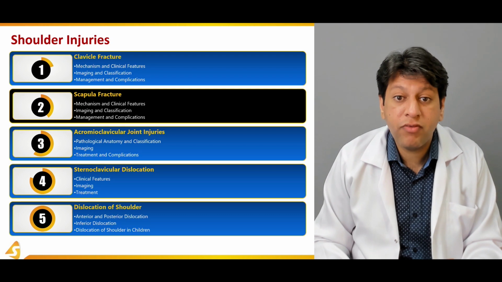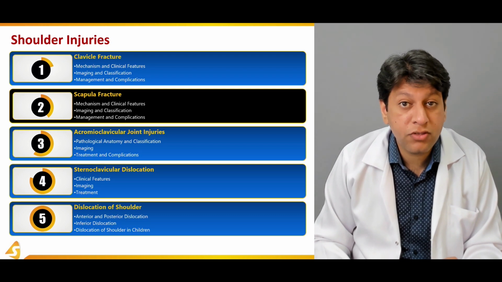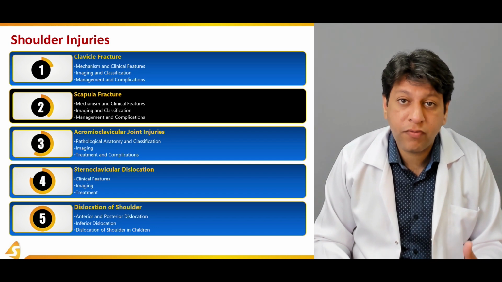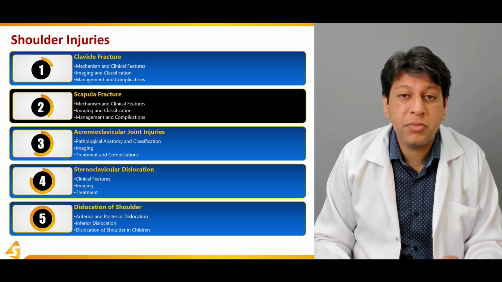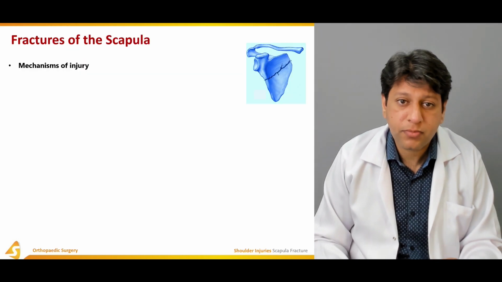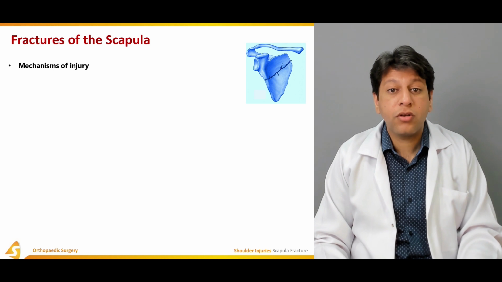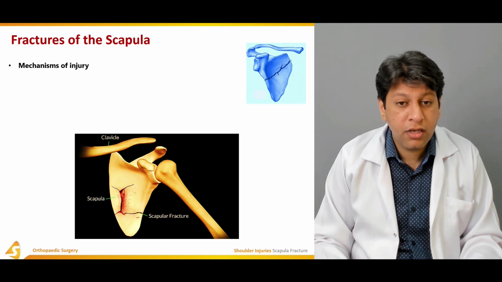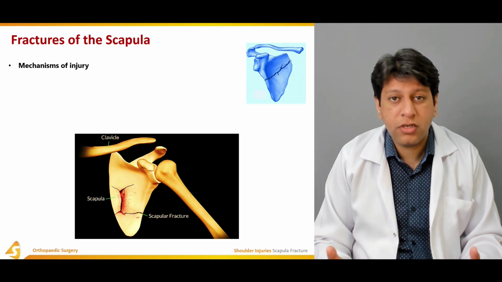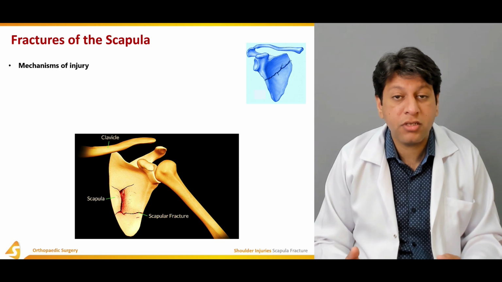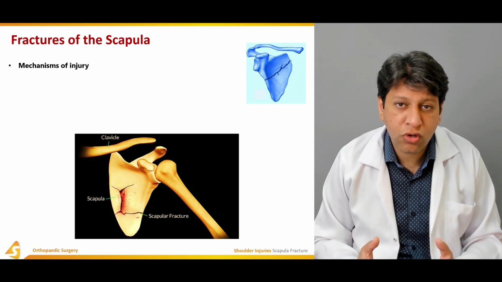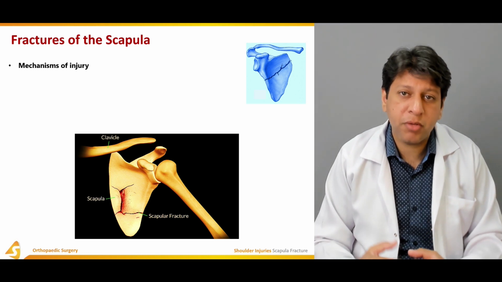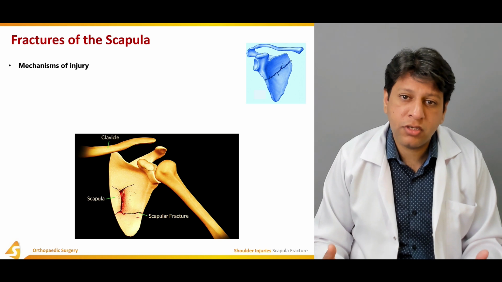In this section, we'll briefly discuss the mechanism and clinical features of scapular injuries, how to use imaging to classify these injuries, and what their management is, along with complications. Fractures of the scapula: the mechanism of injury is usually very high energy trauma. Usually the scapula does not get broken, but once it does, it means a lot of energy was imparted through the upper limb, and there may be associated neurovascular injuries as well.